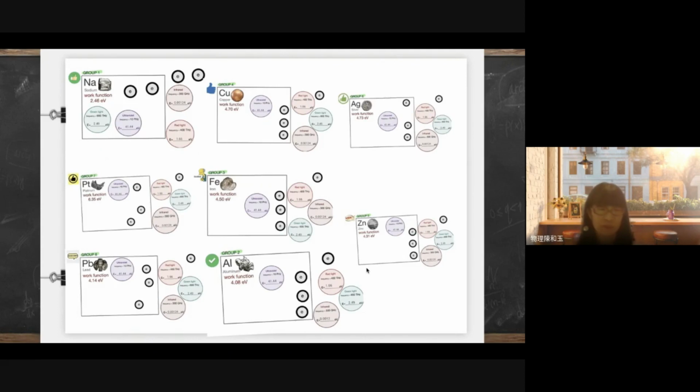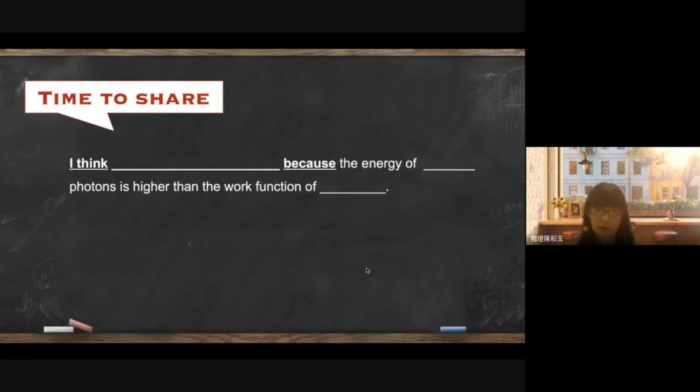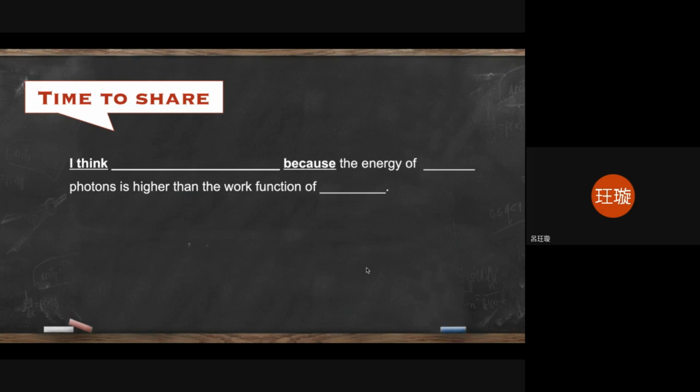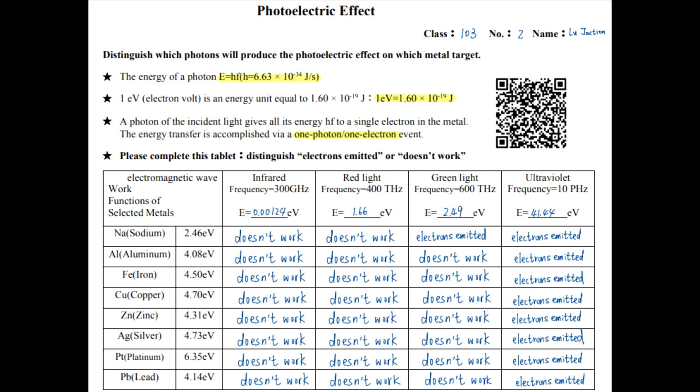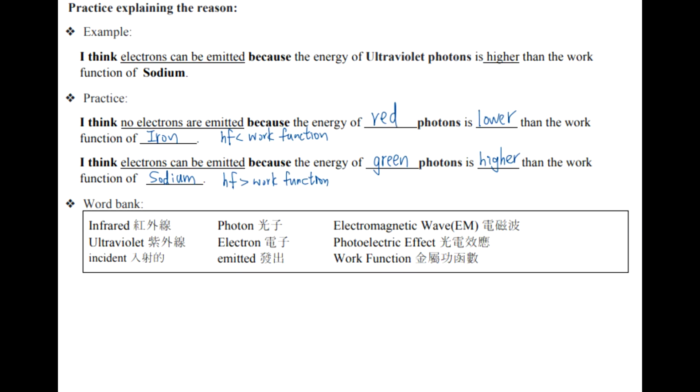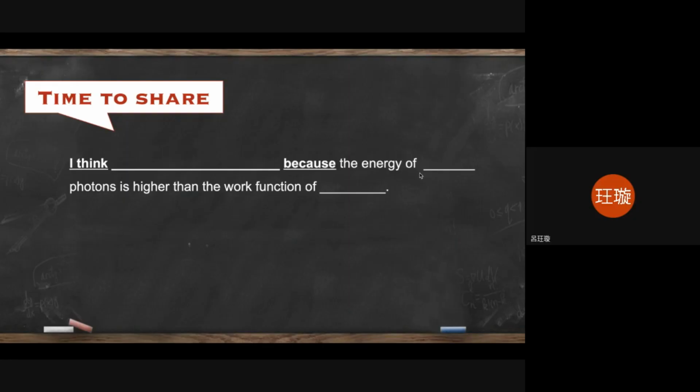Great. Does anyone want to share one of your conclusions? Group 1. Okay, group 1, please. I think electrons can be emitted because the energy of the ultraviolet photons is higher than the work function of sodium.